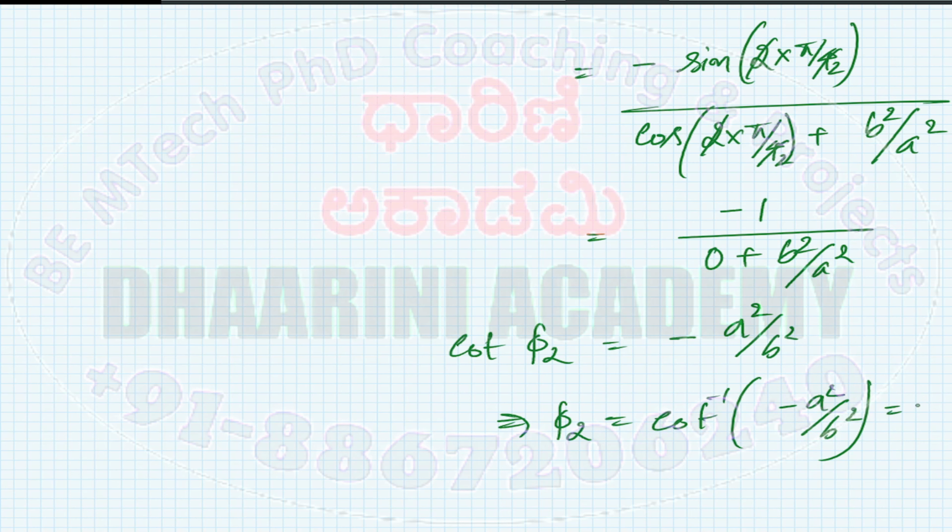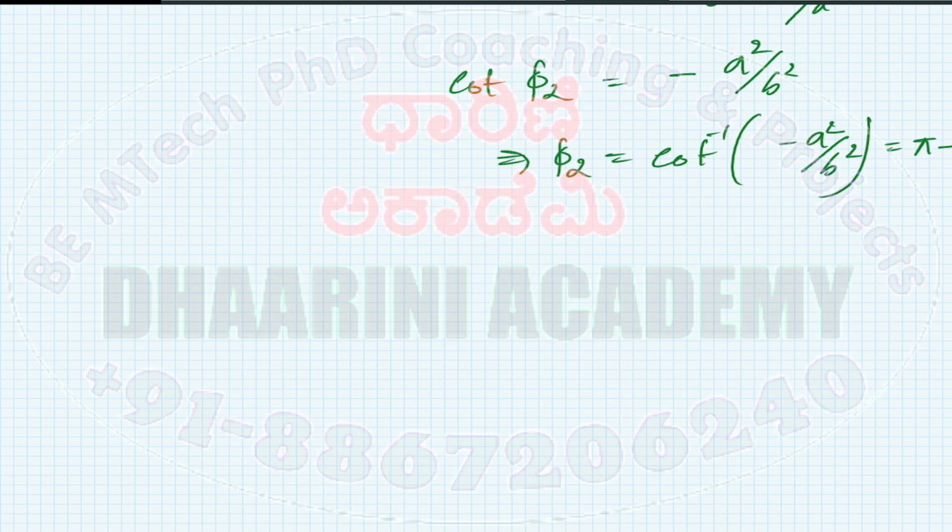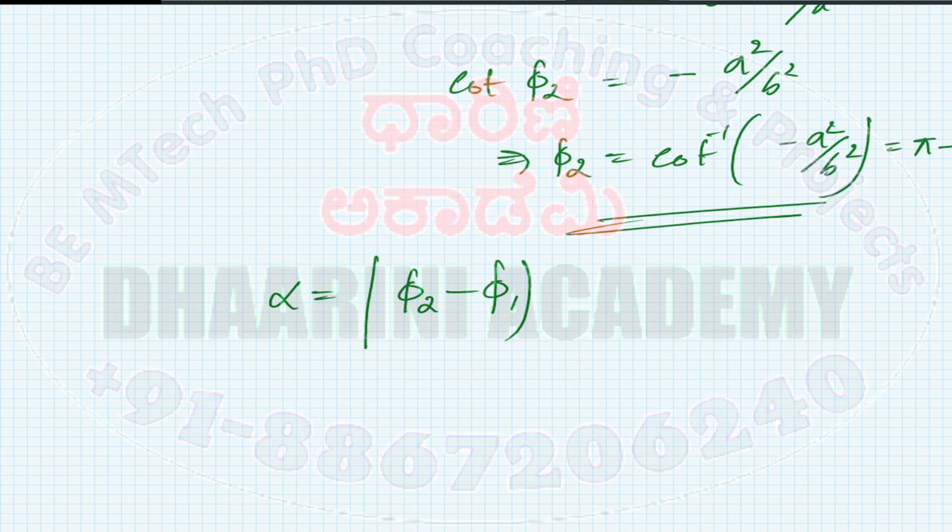But we have one property from trigonometry. If a cot inverse is negative, you can write it as 180 minus the term. So this is pi minus cot inverse of a square by b square, because cot is negative only in that case. So pi minus this number. Okay, all right, we got this. That is phi 2. Now let's calculate the angle. So alpha is equal to magnitude of phi 2 minus phi 1. It's magnitude.